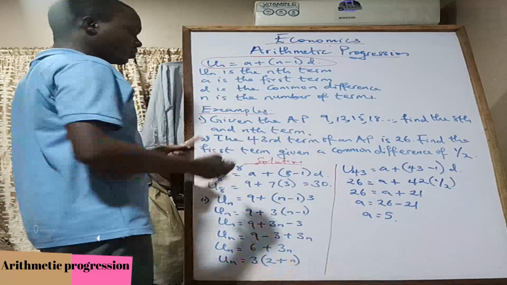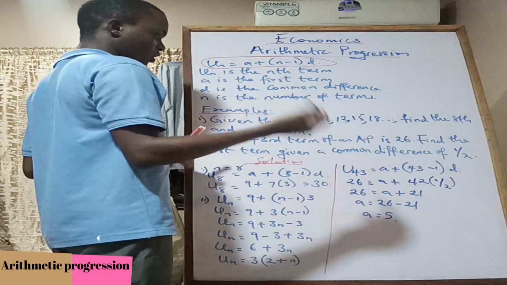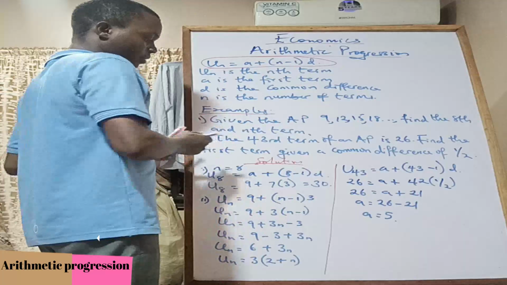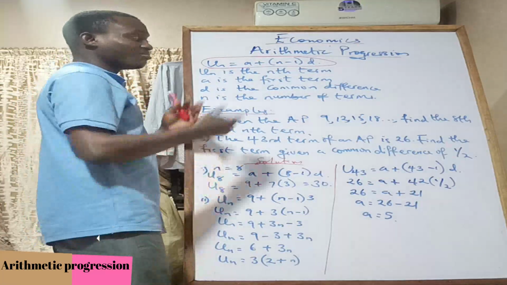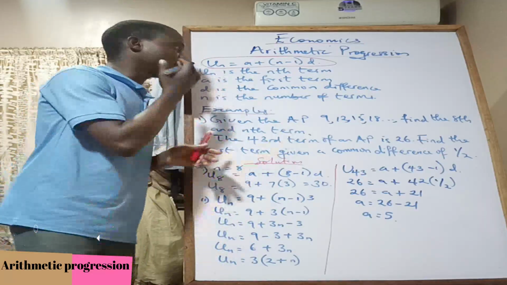So you can see that it is simple. You could be asked to look for anything. You could be asked to look for u8, you could be asked to look for n, you could be asked to look for a, you could be asked to look for d. And it is not always this straightforward, but the basic concept of arithmetic progression is not difficult. Let's look at the other examples.